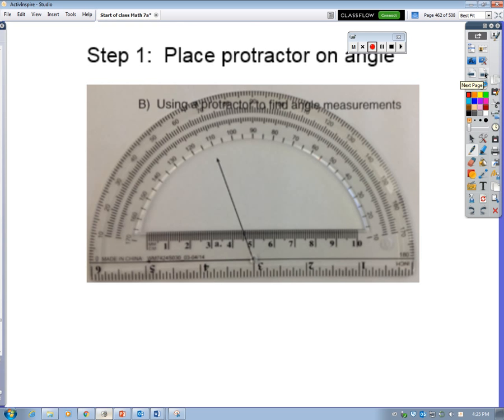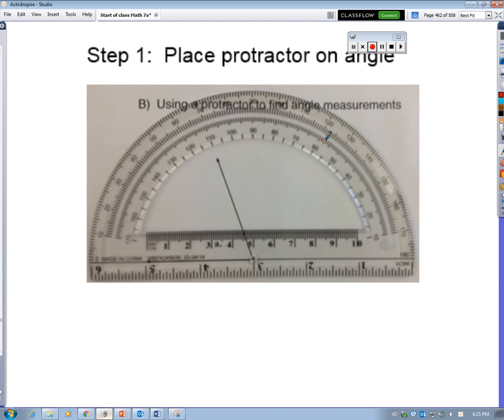So when you place a protractor on top of this angle, that's what I did here. I have a snapshot of this protractor on top of the angle. Here is what you want to do. You want to line up the protractor, this 180 degree mark, with one side of the angle. It doesn't matter which side you line it up with.